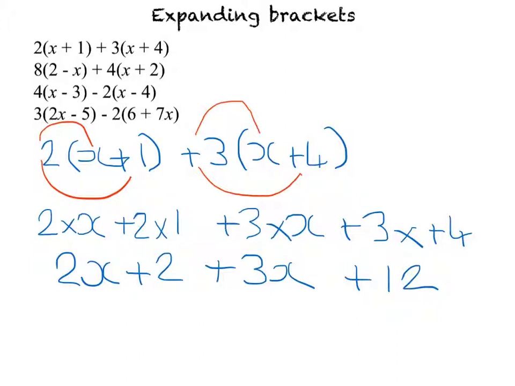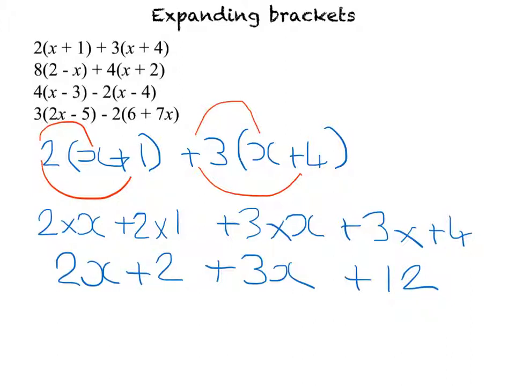Now I can't leave a question like that there. A question like this at GCSE would be worth 2-3 marks. If we leave it like that, we're going to lose marks. We need to put together the things that are the same, because we've got some x's and then we've got some numbers we can put together. Okay, we need to simplify the expression.